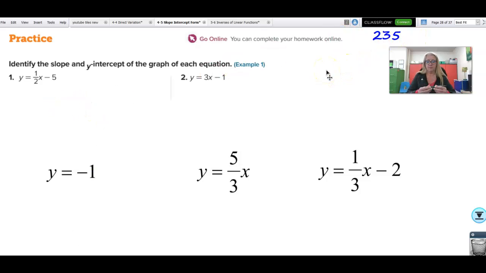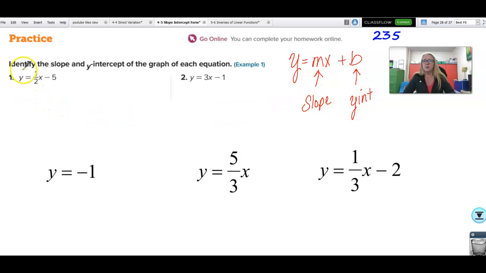First of all, they're going to ask you to identify the slope and the y-intercept of the graph of each equation. So what you've got to remember here is that we're looking at equations that are written in the form y equals mx plus b, where m is the slope and b is the y-intercept.